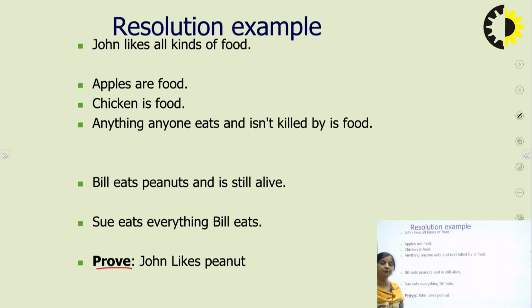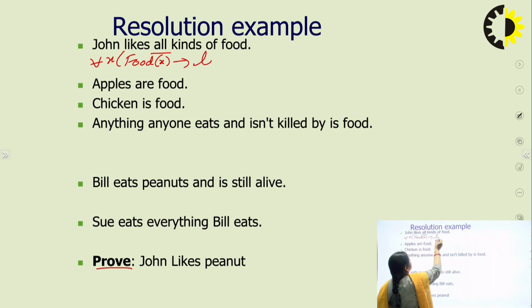So when we have to represent all kind, it means for all. So which quantifier is used? For all. So John likes all kinds of food. It means if I take some variable, let me say X, for all X, if X is a food, then John likes X. Okay, this is my first statement.